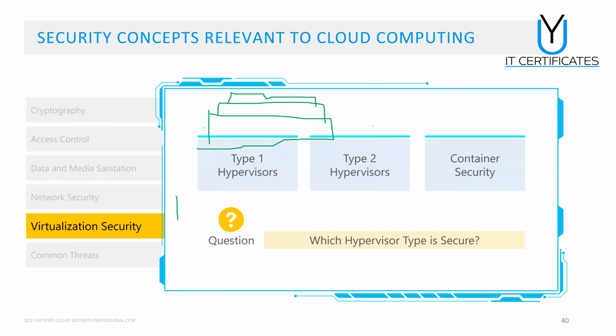In type 2, it is not similar. You have the host, then you have the operating system, then you will have the virtualization software, then the operating system. From your point of view, which one is more secure, type 1 or type 2? What do you think? Which is more secure, type 1 or type 2?